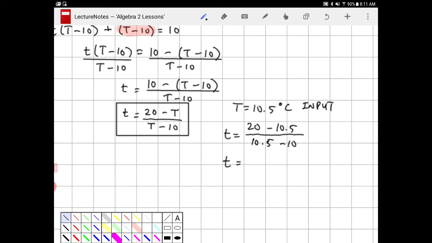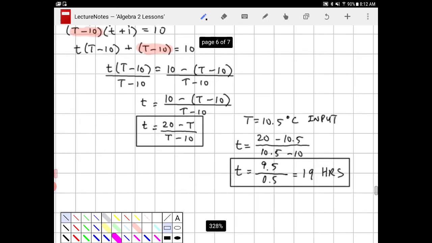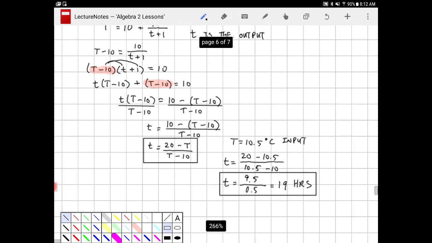What is the time then? Well, 20 minus 10.5 is 9.5, and 10.5 minus 10 is 0.5. 9.5 divided by 0.5 is a total of 19 hours. In other words, 19 hours has passed for this particular body to cool down to 10.5 degrees Celsius.